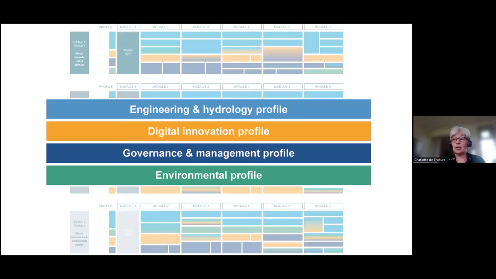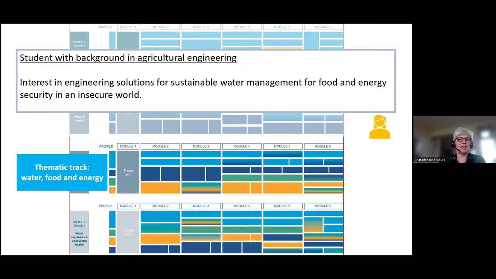Within those thematic tracks, we have what we call profiles, like an engineering profile, a digital innovation profile, a governance and management profile, and an environmental profile. So within those thematic tracks, we basically subdivide them into disciplinary profiles. How does that work? Let's take an example.